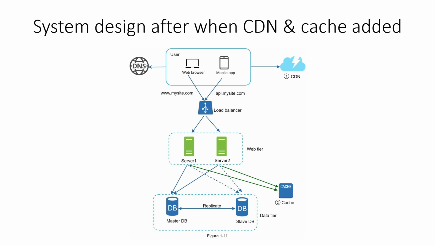Figure 1.11 shows the design after the CDN and cache are added. First, static assets (JS, CSS, images, etc.) are no longer served by web servers. They are fetched from the CDN for better performance. And second, the database load is lightened by caching data.